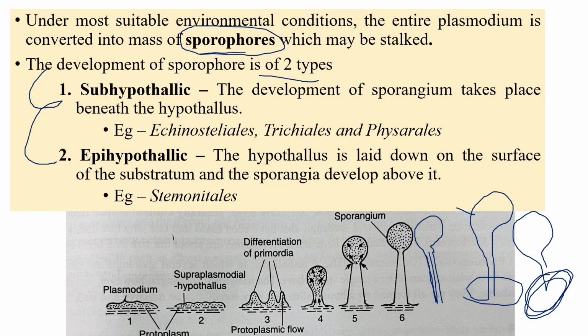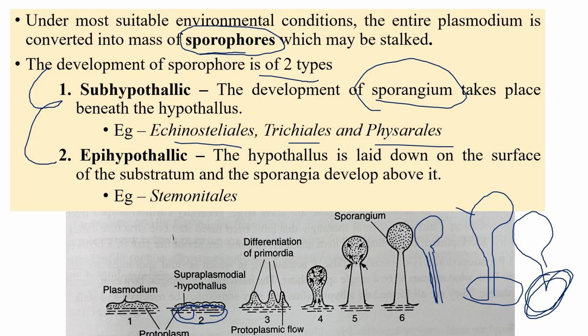Subhypothallic: hypo means under, beneath. So the development of a sporangium takes place beneath the hypothallus. For your understanding only I have placed it here. So development of the sporangium starts from beneath. Members of Echinosteliales, Trichiales and Physarales are the examples of this subhypothallic type.